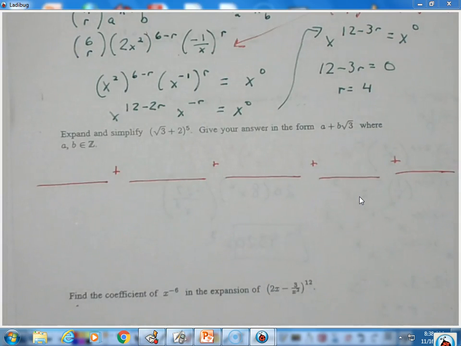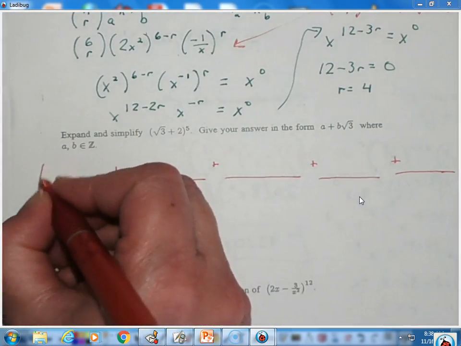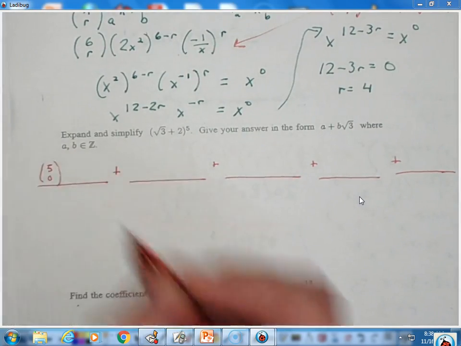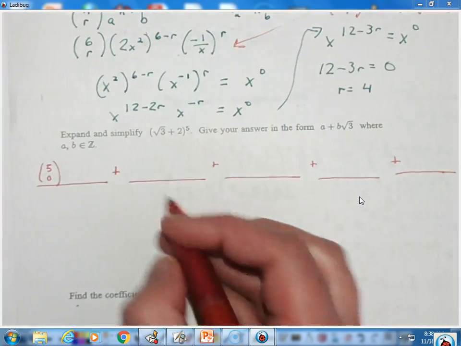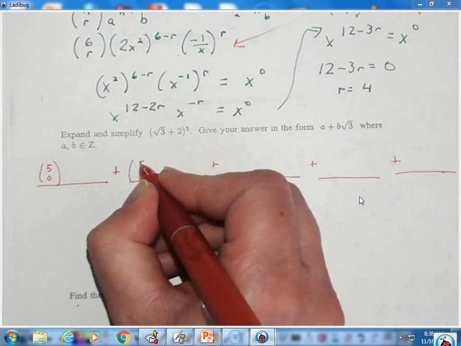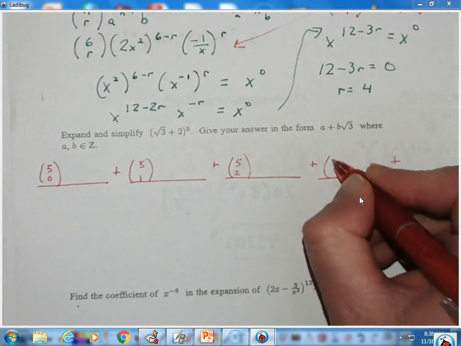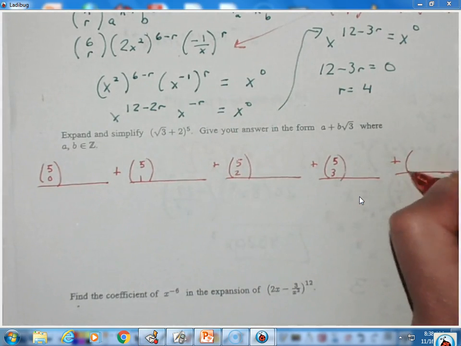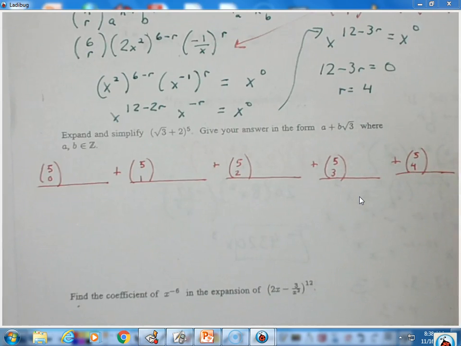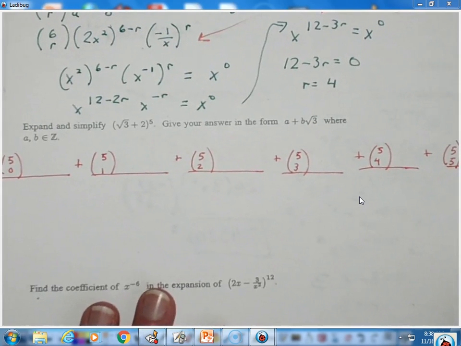What's the pattern going to start with? Perfect. 5 things taken 0 at a time. So we got that just from whatever it's raised to. So then just continue the pattern. 5 things taken 1 at a time. 5 things taken 2. 5 things taken 3. 5 things taken 4. 5 things taken 5. Okay, you know the first and the last are going to come out to be 1. The other ones you can put in on your calculator.